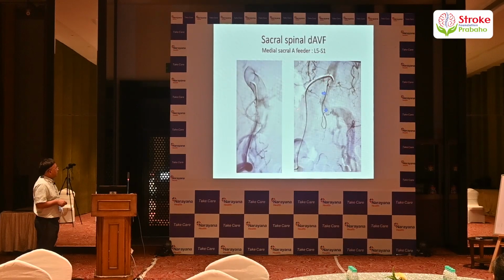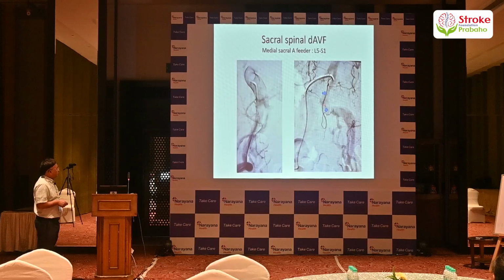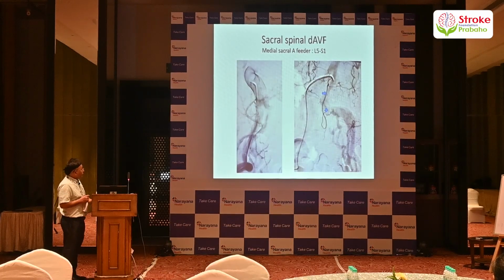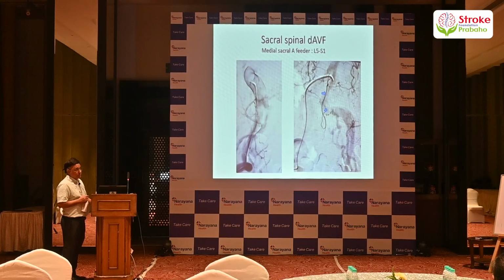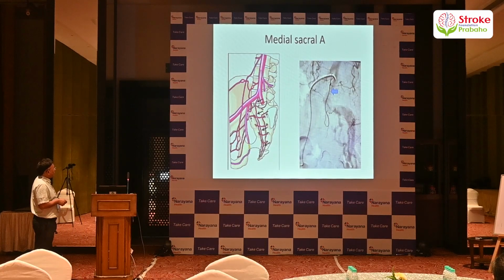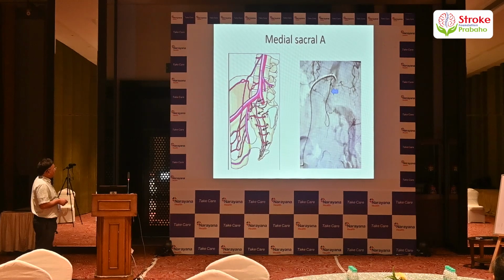This is the lower part of the aorta, this is the common iliac artery, and from here the medial sacral artery is arising. So this is the medial sacral artery, and this is supplying the fistula. We often ignore these sacral arteries, and sometimes these fistulas are missed.